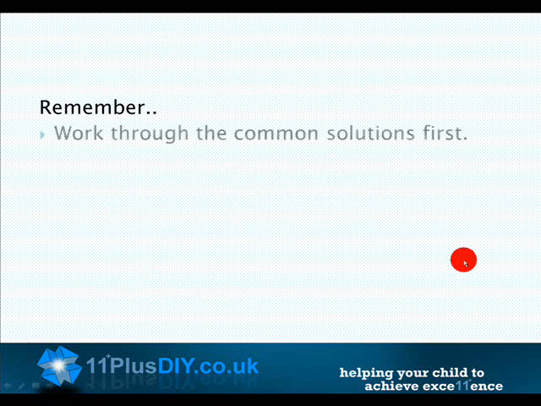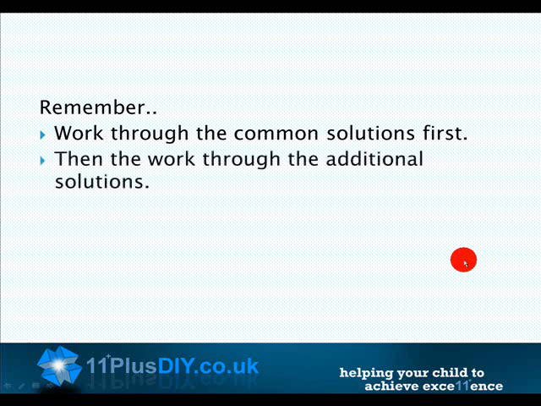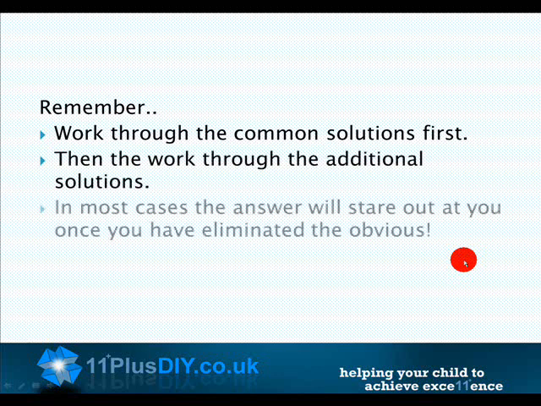Remember, work through the common solutions first, then work through the additional solutions. In most cases, the answer will stare out at you once you've eliminated the obvious.